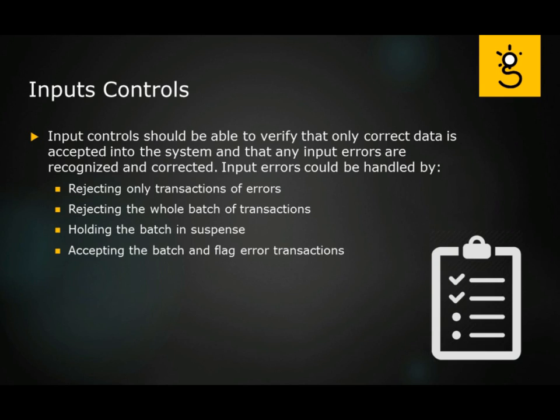Your input controls should be able to verify that only the correct data is going to be accepted into the system and that any input errors are going to be recognized and corrected. Now, we have some choices about how we deal with input errors. It could be things like rejecting only the transactions that have the errors, or we might reject the entire batch of transactions. You could hold the batch in suspense waiting for the errors to be corrected, or you can accept the batch but flag the error transactions for further follow-up.